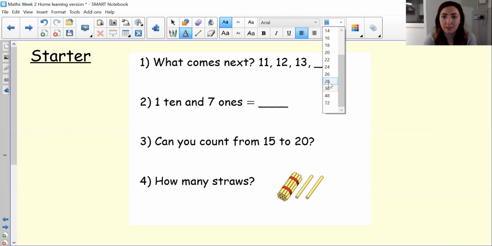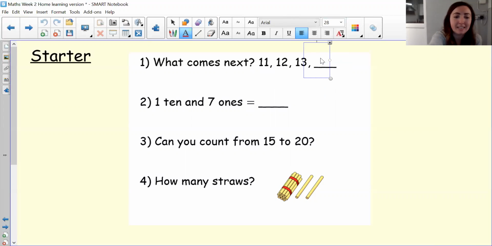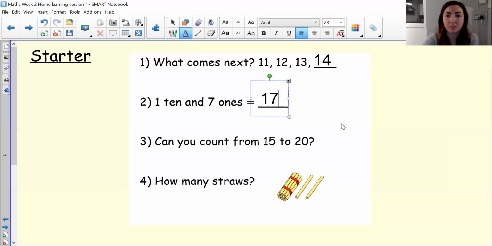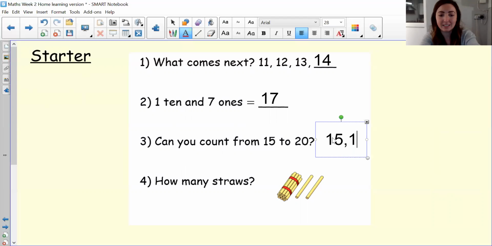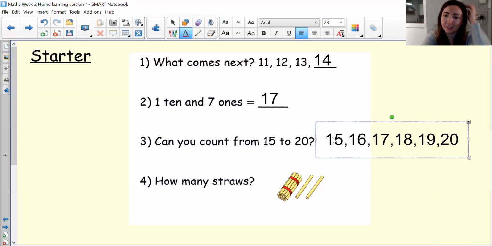Okay, let's go through the answers. So question number 1, what comes next? 11, 12, 13, 14. Question number 2, 10 and 7 ones equals 17. Number 3, can you count from 15 to 20? So hopefully you started with 15. And what comes next? 16, 17, 18, 19, 20.